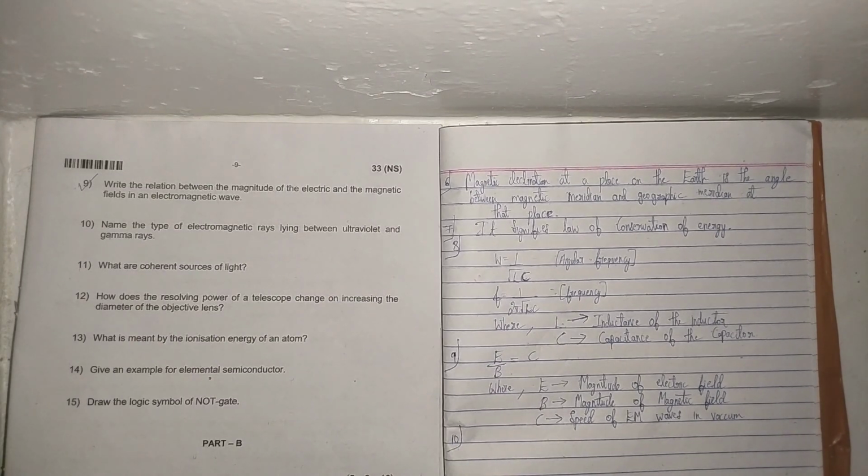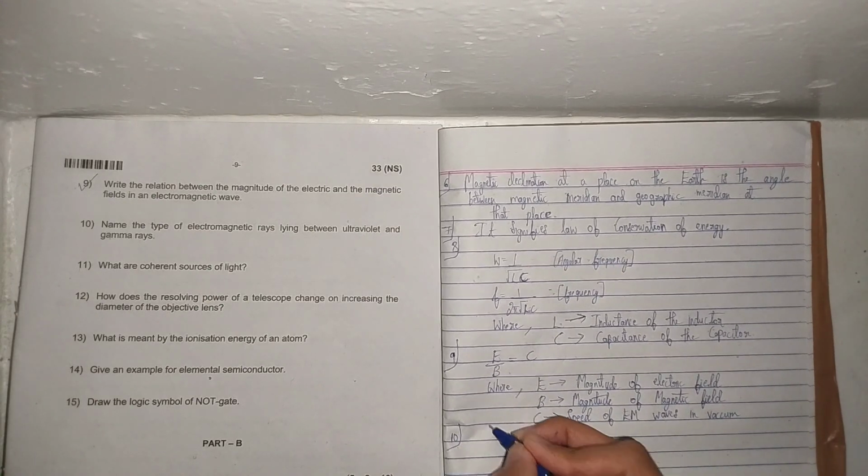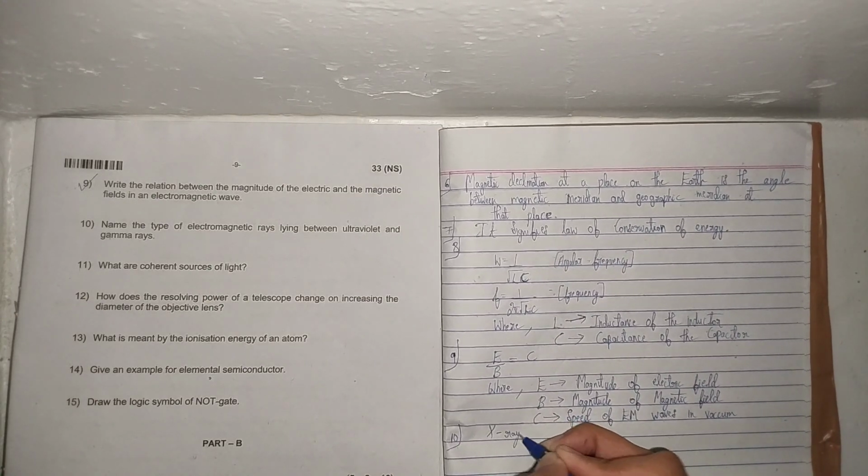Here we have to name the type of electromagnetic rays lying between ultraviolet and gamma rays. The electromagnetic rays lying between ultraviolet rays and gamma rays are X-rays. X-rays lie between the ultraviolet rays and gamma rays. So question number 10 is done. Next, the 11th question: what are coherent sources of light?